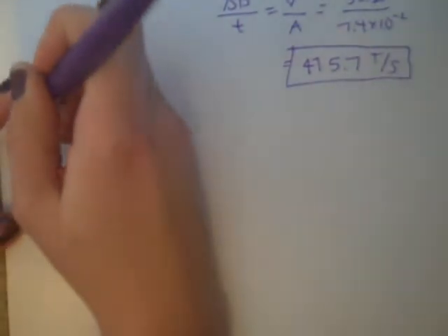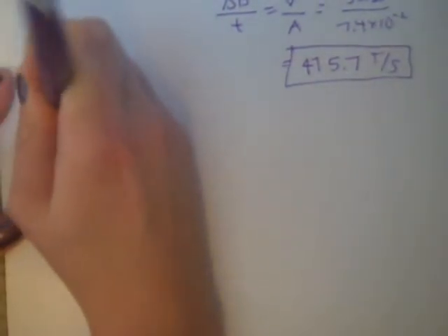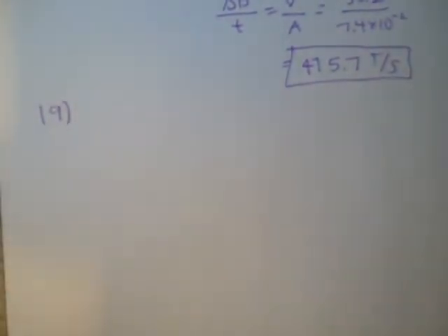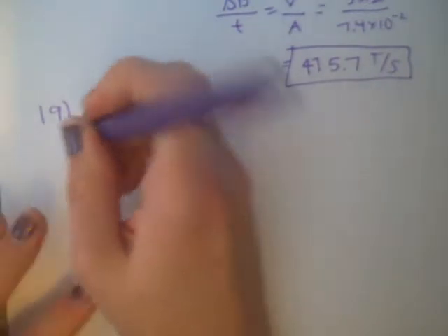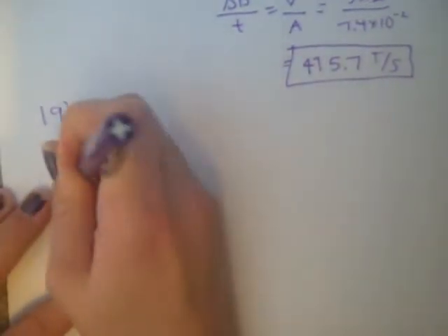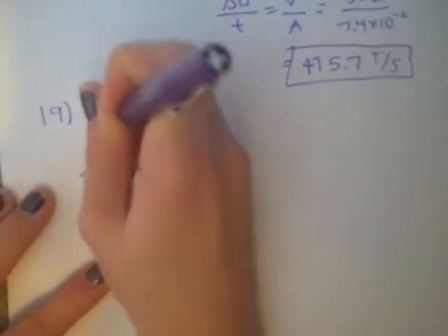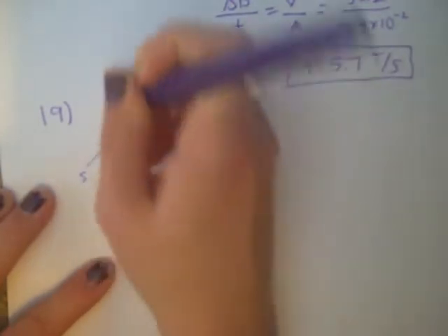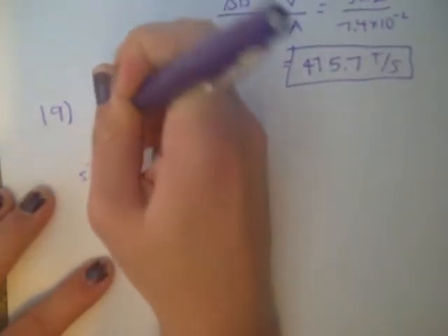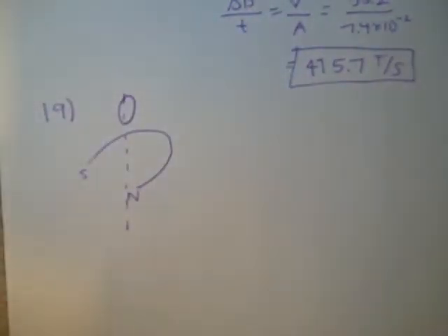Next one is number 19. And number 19 shows a picture of a magnet that's kind of situated like this here with a south pole and a north pole. And along the magnet's axis is a ring. And they want to know if the ring is dropped and falling in between the poles of the magnet, whether the induced current is clockwise or counterclockwise.